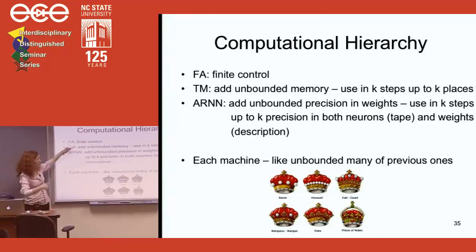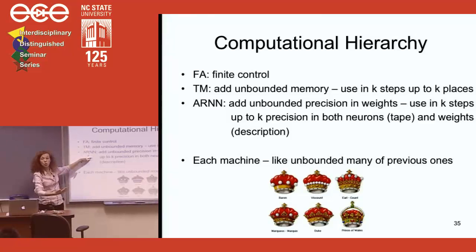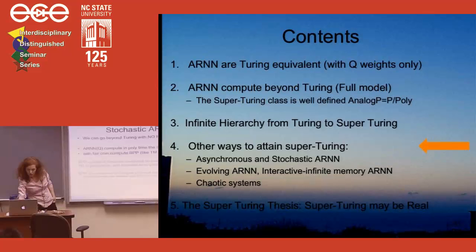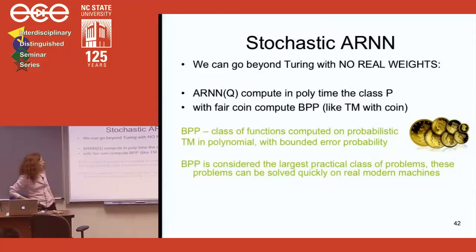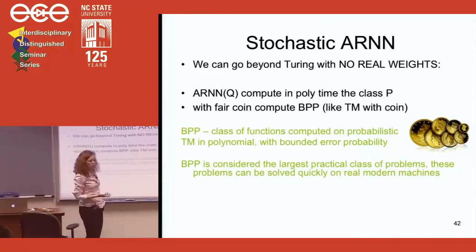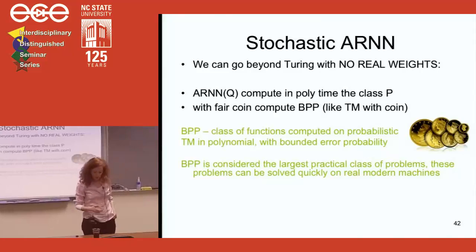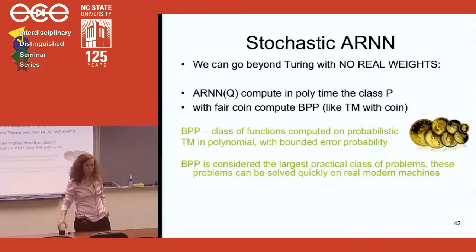So here we have this memory on the side, and here we have the description of the machine and the memory that are really together. There is no way to discern them. Okay, I just want to say that these real weights are hard to digest, even if there is growing precision. There are many ways to get Super-Turing, so I'll tell you one.